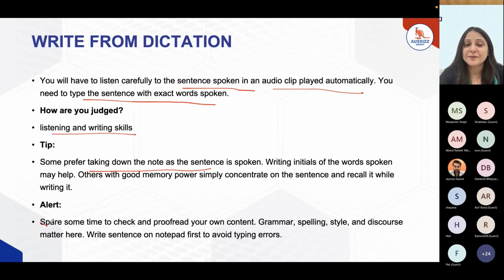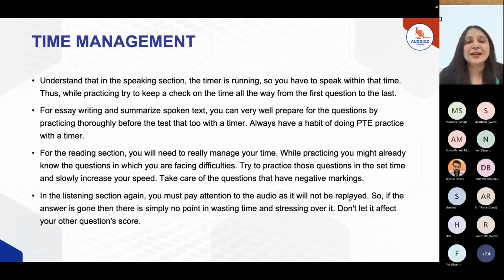Spare some time to check and proofread your own content. Grammar, spelling, style, everything matters here. What you can do is write first on the notepad and then type in the box, but check with the timeline, right? So that was about Write from Dictation.